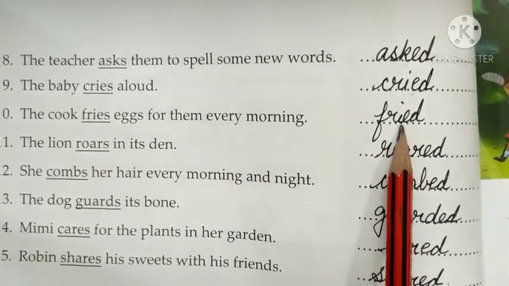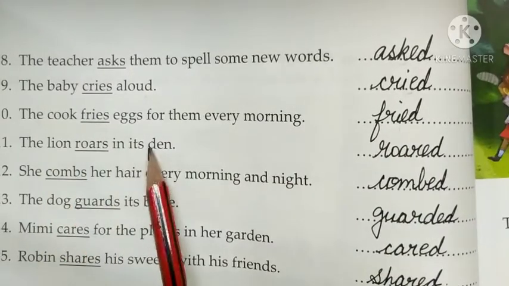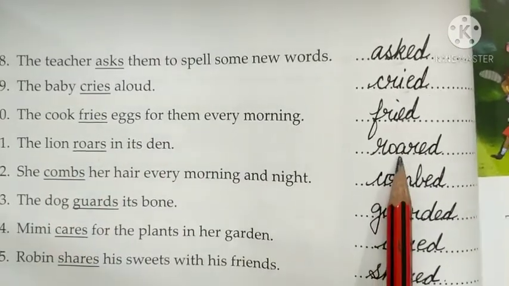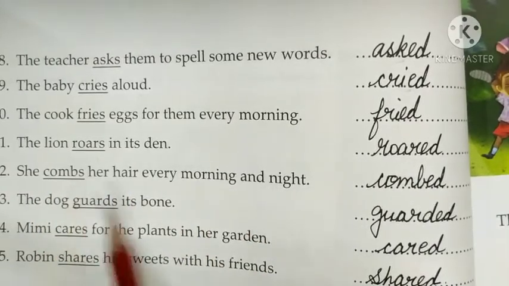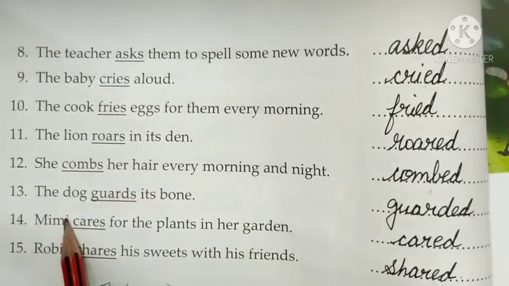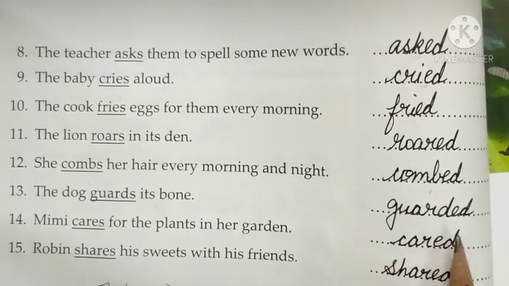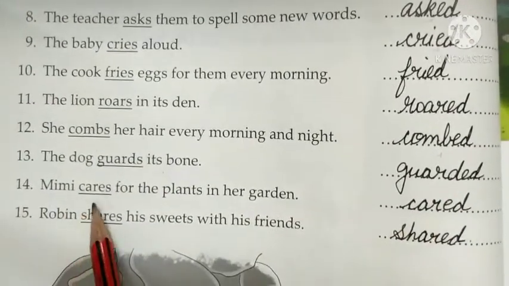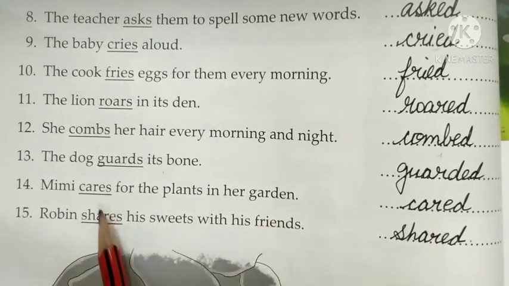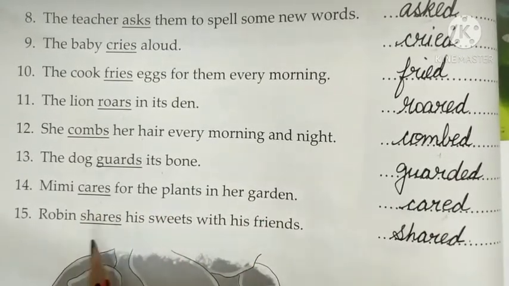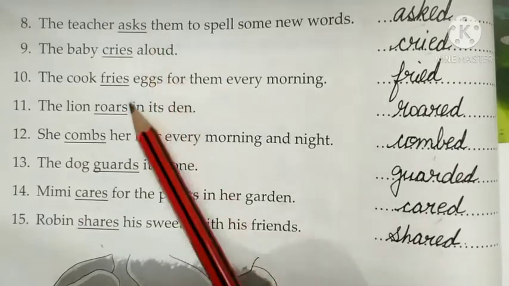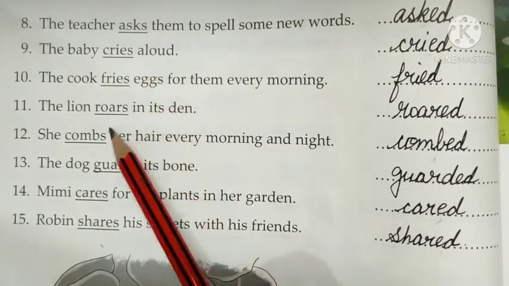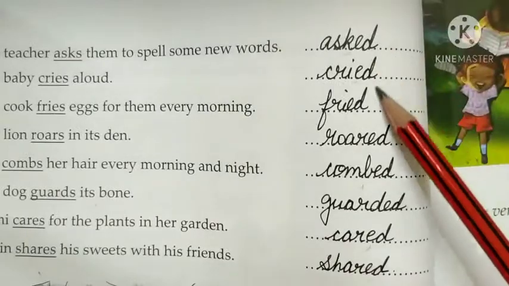Fries becomes fried. The lion roars in its den. Roars becomes roared. She combs her hair every morning and night. Combs becomes combed. The dog guards its bone. Guards becomes guarded. Mimi cares for the plants in her garden. Cares becomes cared. Robin shares his sweets with his friends. Shares becomes shared. Okay. In all these words, we have dropped the last s and we have added d to it.